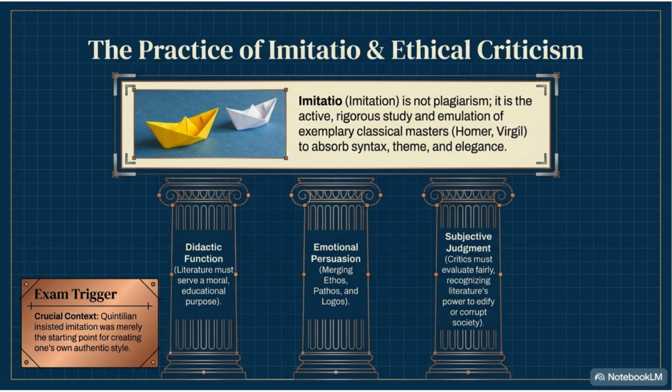The second pillar, emotional persuasion. Now look at the second pillar. It says, emotional persuasion. The slide explains that this combines ethos, pathos, and logos. We have already learned these ideas separately. Now Quintilian brings them together. Let us revise them. Ethos means credibility. The audience should trust the speaker. Logos means logical reasoning. The argument should make sense. Pathos means emotional appeal. The audience should feel emotionally connected.